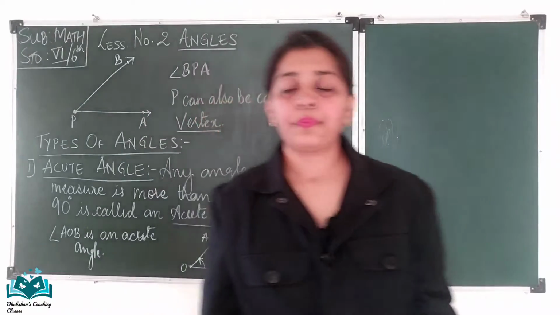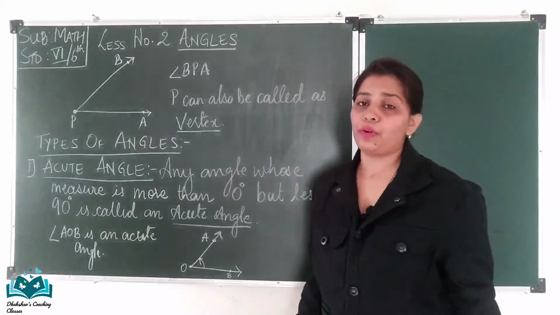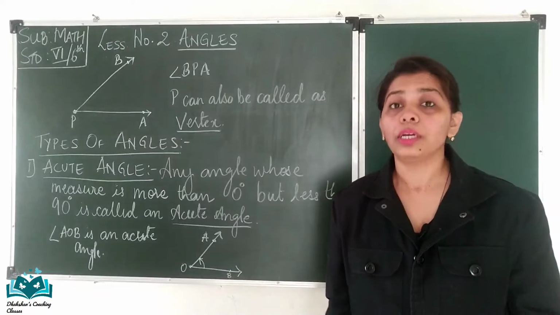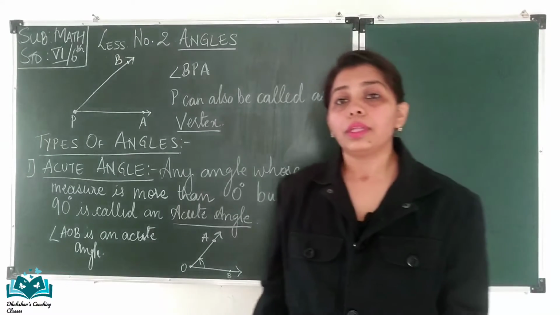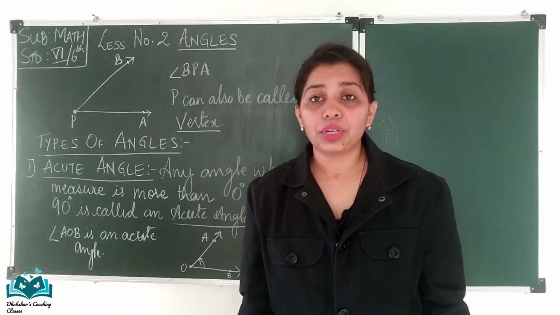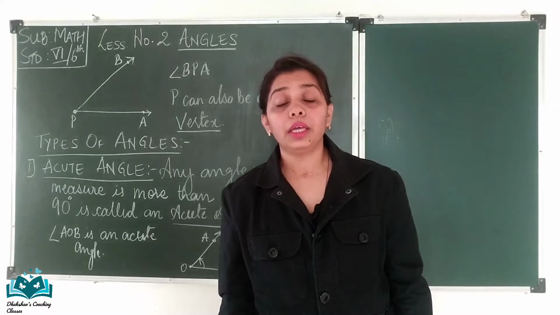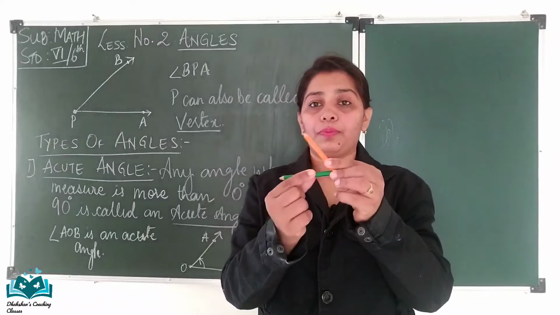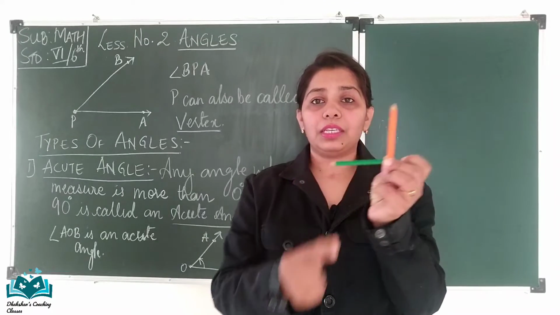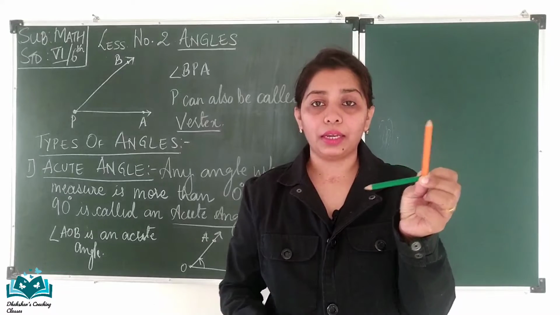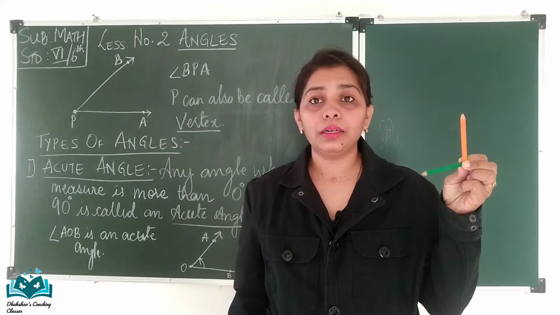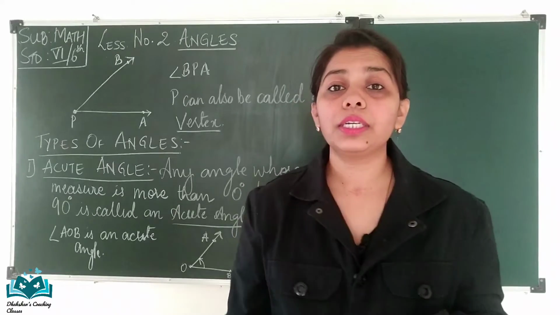Moving ahead, the second type of angle is your right angle, or the angle that measures 90 degree is called your right angle. See, this is your right angle. Okay, so an L letter is your right angle.